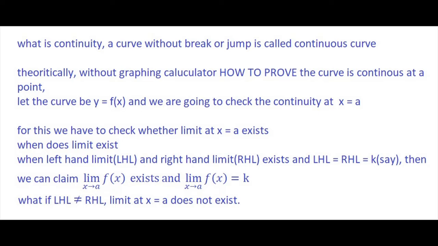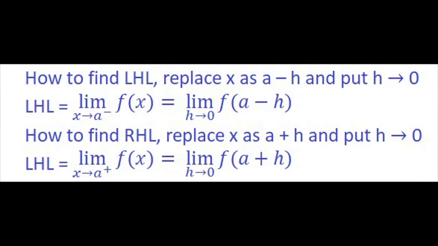But theoretically, you don't need to substitute so many points like that. Just say limit as x tends to a minus and limit as x tends to a plus. We are going to study that later. If LHL and RHL are equal, then you can say the limit as x tends to a exists. Otherwise, the limit does not exist at that particular point.